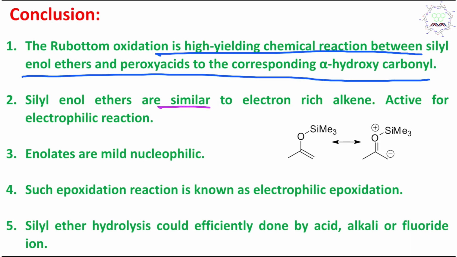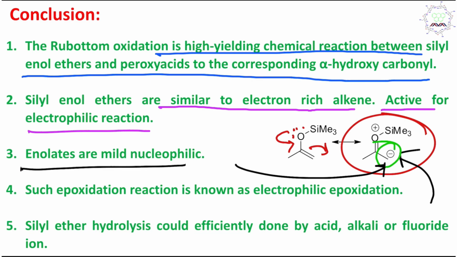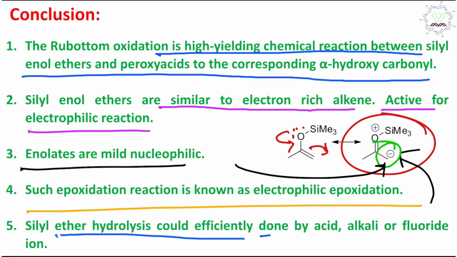Silyl enol ethers are similar to electron rich alkene and active for electrophilic reaction. This is because of the canonical form. So it opens, so it produces this canonical form. Because from this canonical form you can say that the carbon atom is electron rich, nucleophilic, so that's why it participates more efficiently under epoxidation condition in presence of mCPBA, which is an electrophilic reagent. Enolates are mild nucleophiles because of this canonical form, and such epoxidation is known as electrophilic epoxidation, I told. And finally, the silyl ether hydrolysis could efficiently be done in presence of acid, alkali or fluoride ion.